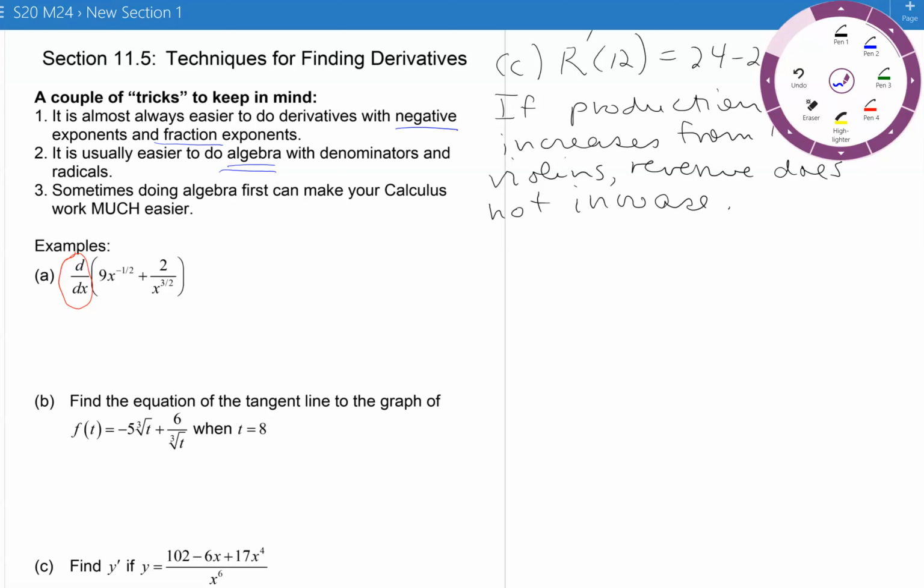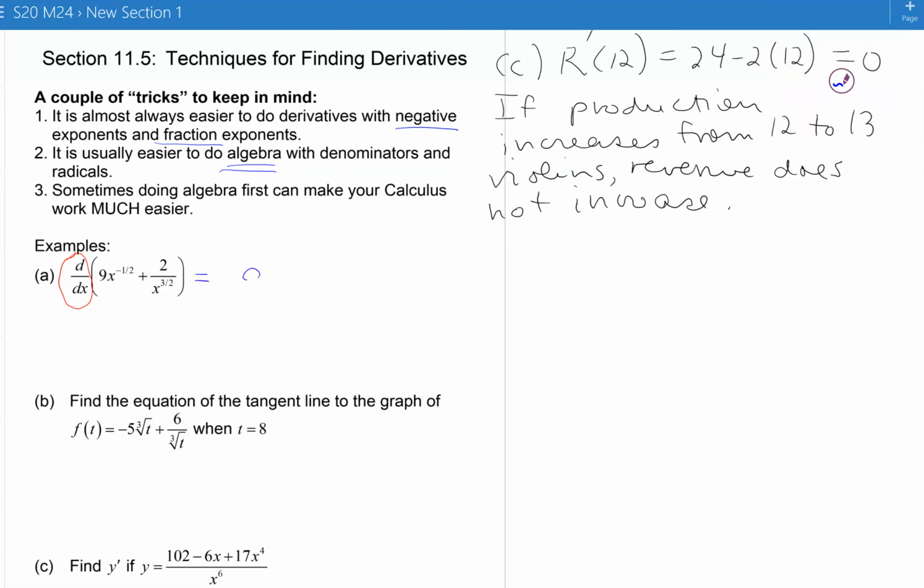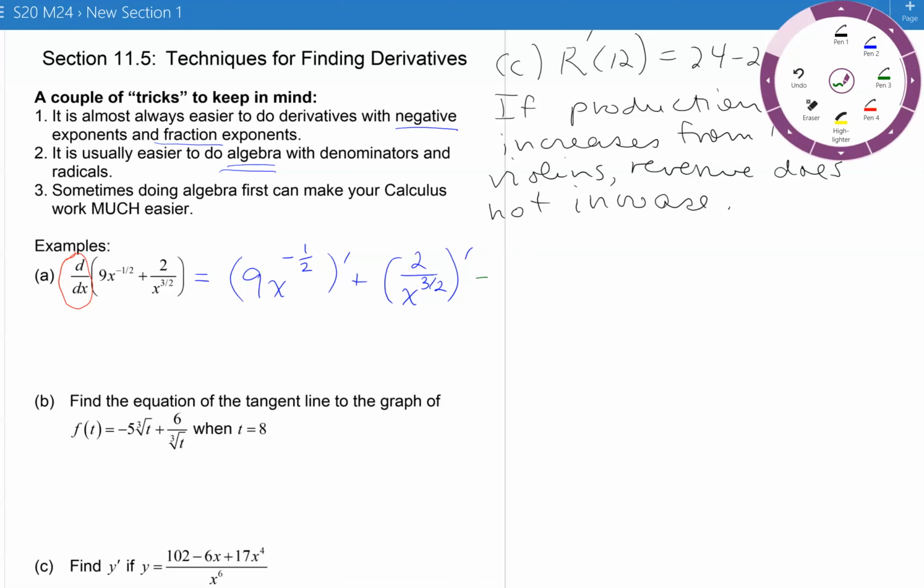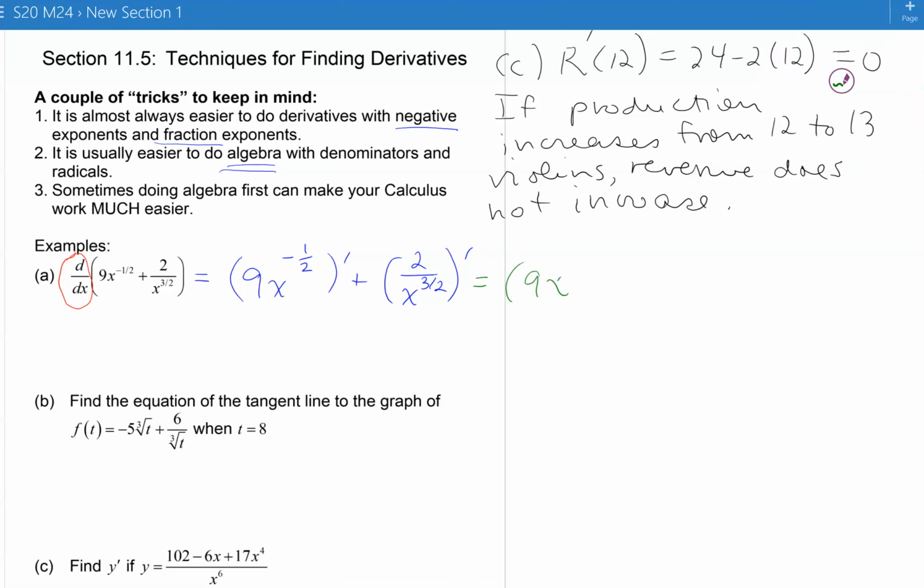So this first problem, I'm demonstrating the use of this d/dx notation that just says find the derivative of what follows. So it says find the derivative of 9x to the negative 1/2 plus the derivative of 2x to the 3 halves. But we're going to want to rewrite that x to the 3 halves that's in a denominator with a negative exponent. So let's do that. So we're going to find the derivative of 9x to the negative 1/2 plus the derivative of 2x to the negative 3 halves.